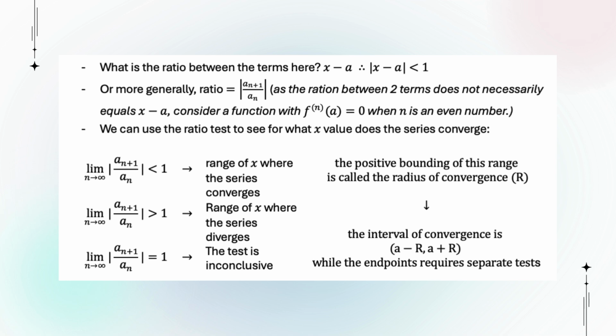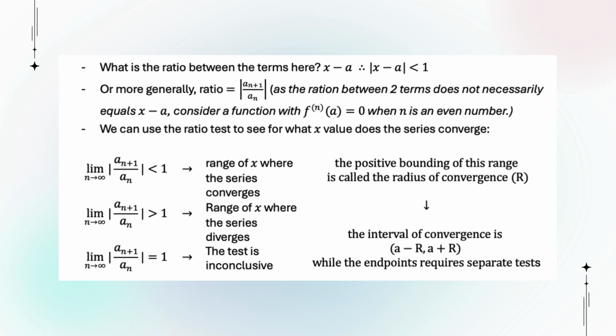For example, imagine a function where the nth derivative at a equals 0 when n is an even number. That breaks the simple x minus a pattern. So to find out for what x values the series converges, we use the ratio test. Here's how it works. If the limit as n goes to infinity of the absolute value of a sub n plus 1 over a sub n is less than 1, then the series converges in that range of x.